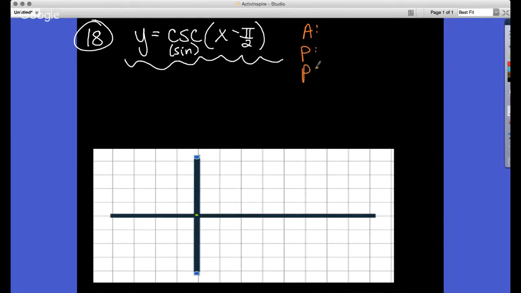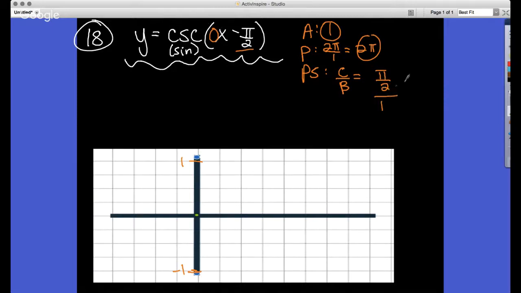So we have amplitude, period, and phase shift, right? Amplitude's the first number in front, which would be 1. Period's 2 pi over b. Since b is 1, it'd be 2 pi over 1, which is 2 pi, okay? A lot of people mistake that, so just be careful, all right? Phase shift is c over b. C would be the pi over 2, and b would be the 1. Anything over 1 is itself, so we just say it's pi over 2. And since this is a negative value, we think opposite, so we start at the right, pi over 2.